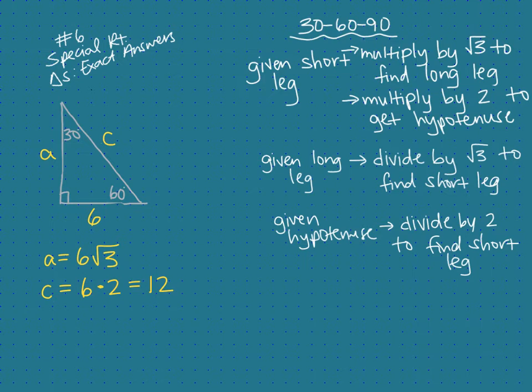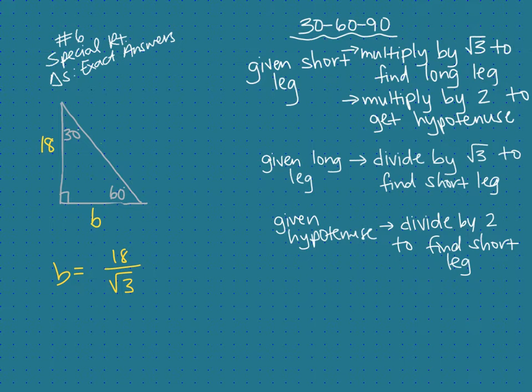Let's do one more. All right, in this example, we do not know the short leg, but we want to find it. We're actually given the long leg. So when you're given the long leg, you want to divide by root 3, since their relationship is a root 3 multiple. And we want to divide by root 3 to find our little leg here, B. So B is 18 divided by root 3.